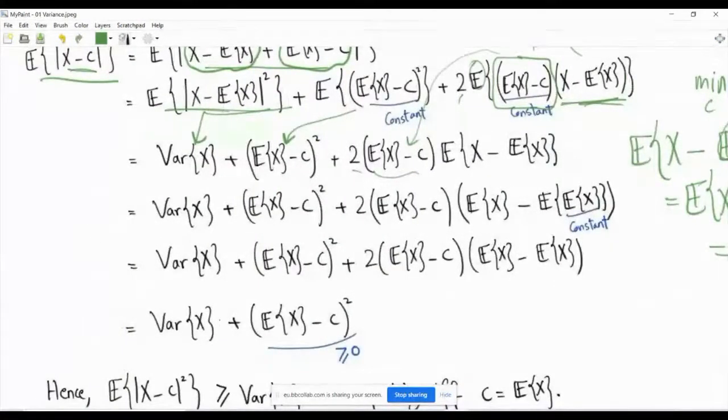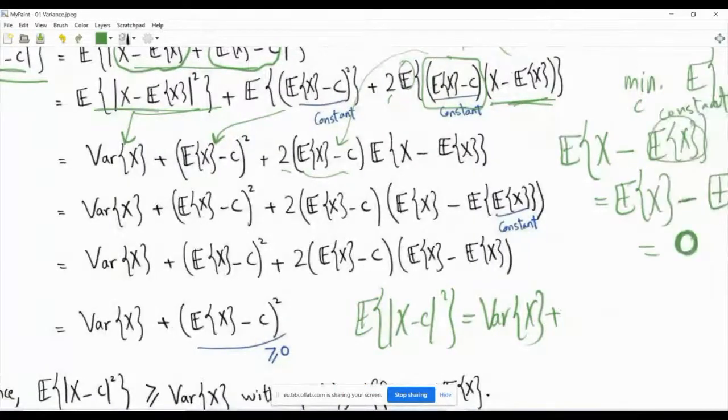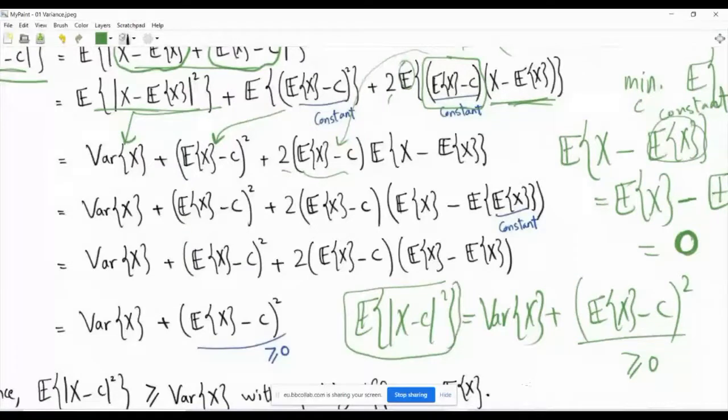Okay. So what we have proved is that the expectation of (x minus c) squared is equal to the variance of x, plus another term, which is (E[x] minus c) all squared. And this term is a non-negative term, which means what? Which means that the left-hand side is always greater than or equal to the variance of x, because the left-hand side is equal to the variance of x plus something that is non-negative.